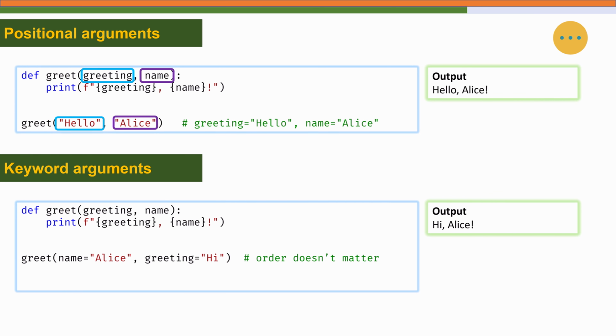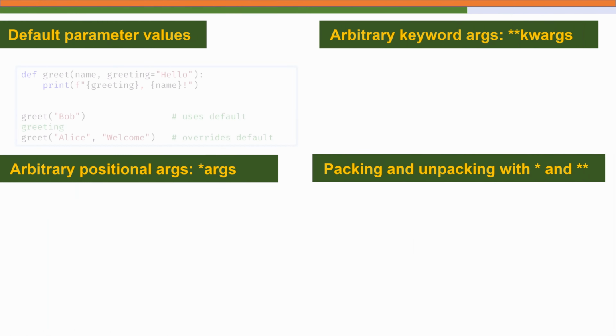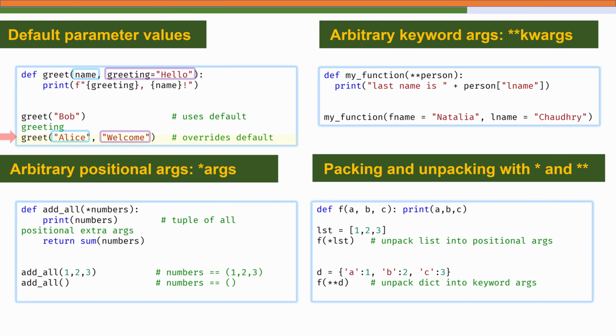Positional arguments are the simplest, so Python assigns values to parameters in order. A swap in order changes behavior, or produces errors if you have fewer arguments than parameters. Keyword arguments let you pass values by name instead of position. They are matched by the parameter name, which improves readability and is useful when functions have many parameters. You can also mix positional and keyword arguments. For example, positional must come first in the call.